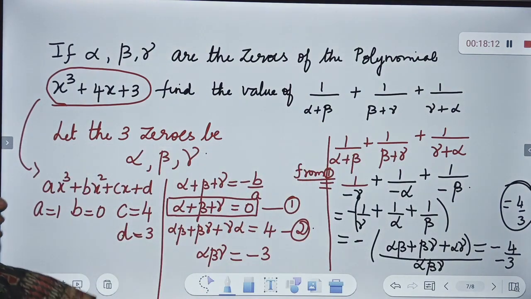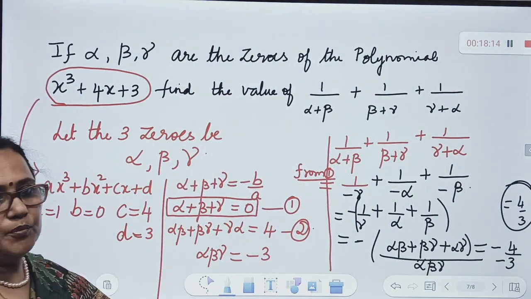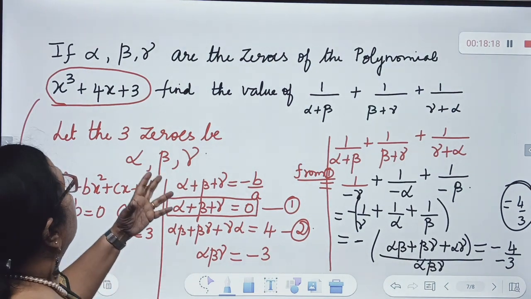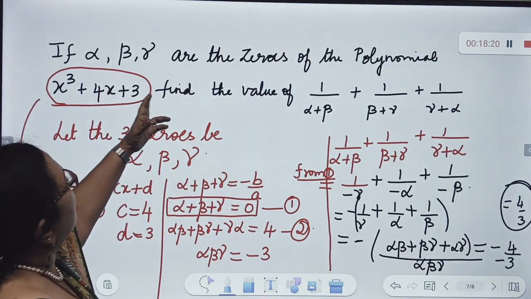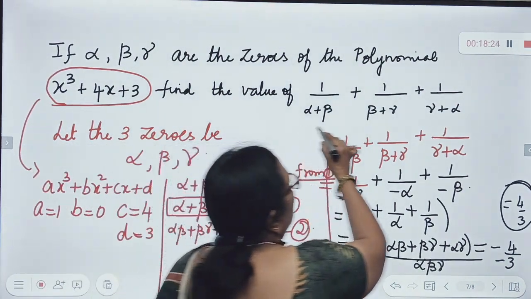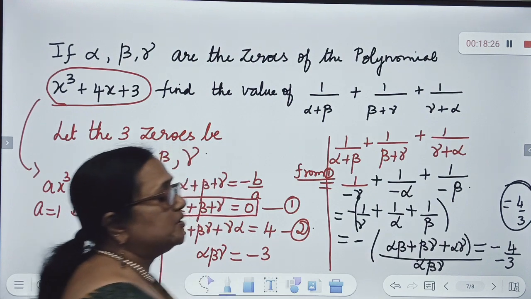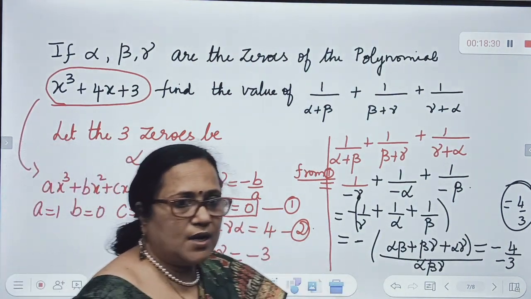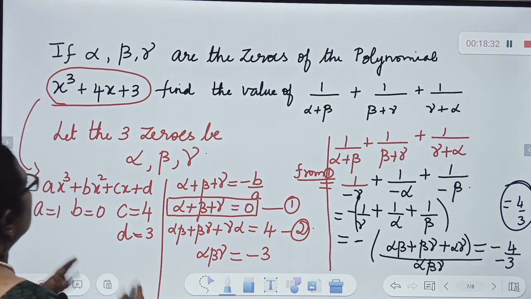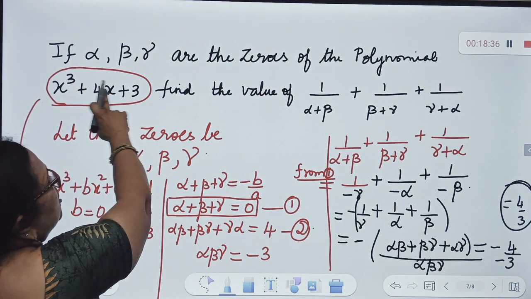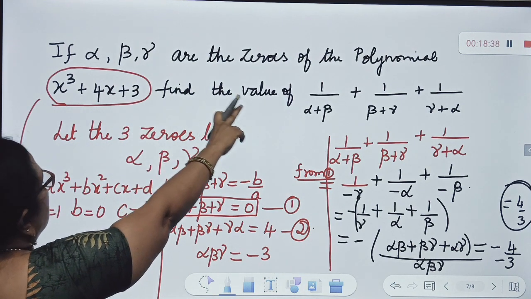So this is a logical way of solving a problem. Once you are given a problem, first identify what is given. So what is given? Alpha, beta, gamma are the zeros of the polynomial. And you also have to find what is asked. And sometimes, whenever you need to connect from what is given to what is asked, you also have to simplify the given information. What is the given information? Alpha, beta, gamma are the zeros.